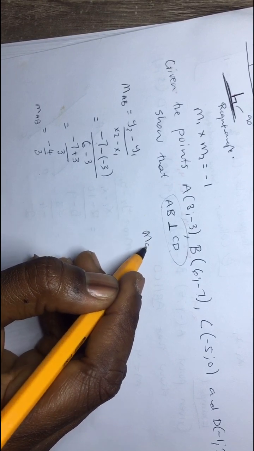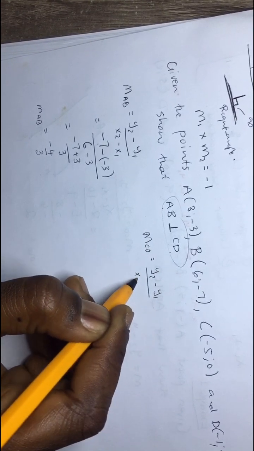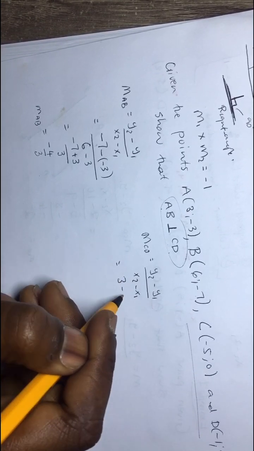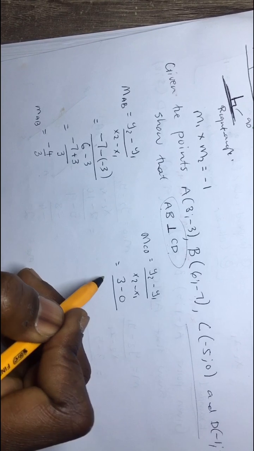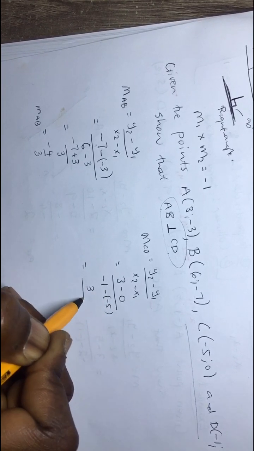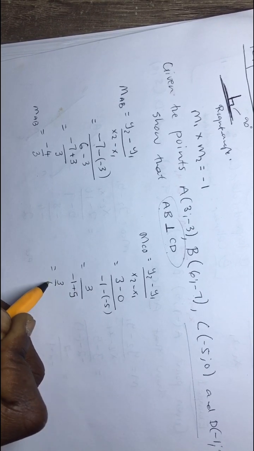And then CD. We do this too. 3 minus 0 over minus 1 minus minus 5. So it's going to be 3 over minus 1 plus 5, which is 3 over 4.